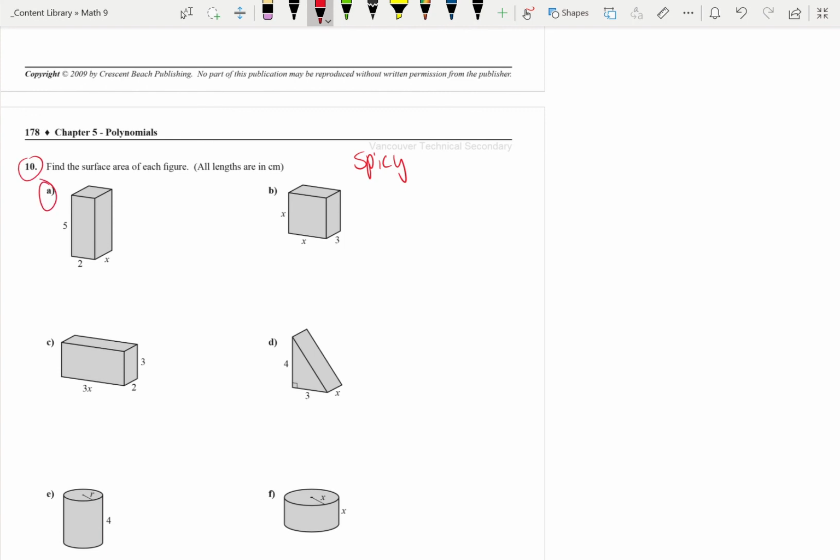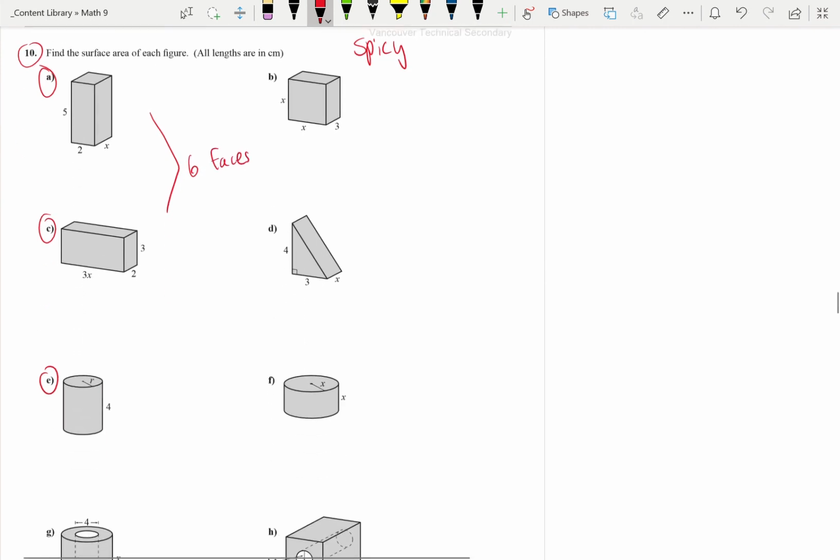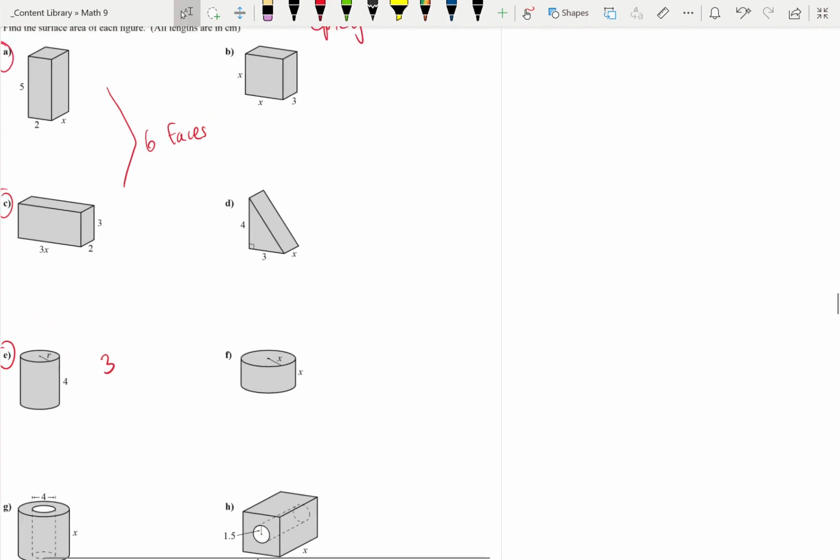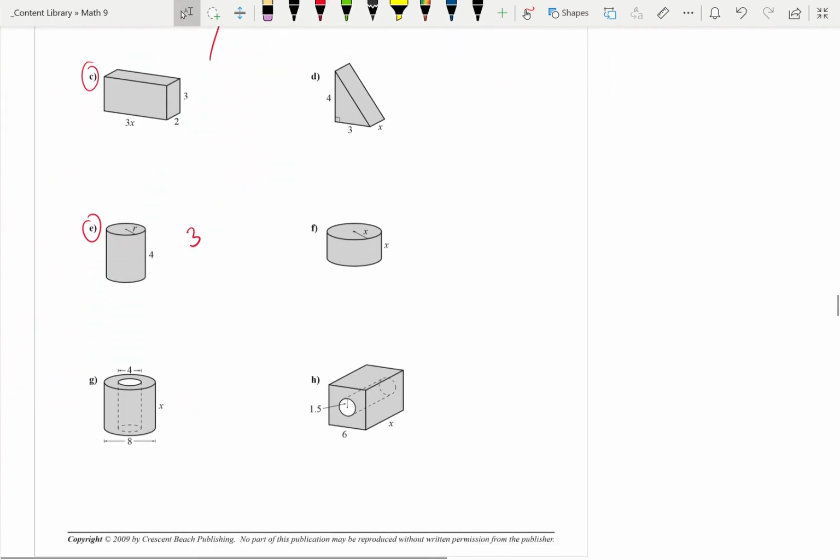10a, you are finding the surface area, so now you have to remember the area of each outside face. As a hint for these two, there are 6 faces. For this one, there are 3. So you have a circle, you have a rectangle, and then you have another circle. And then lastly, the first of its type, I will call this an extra spicy question. This is basically the same problem as above, except there is now a hole on the inside. So you have to find the surface area of this sort of donut shape.